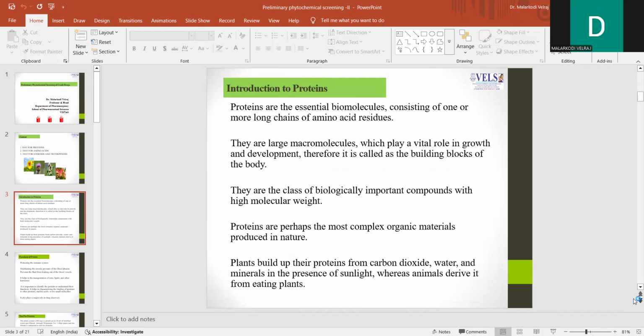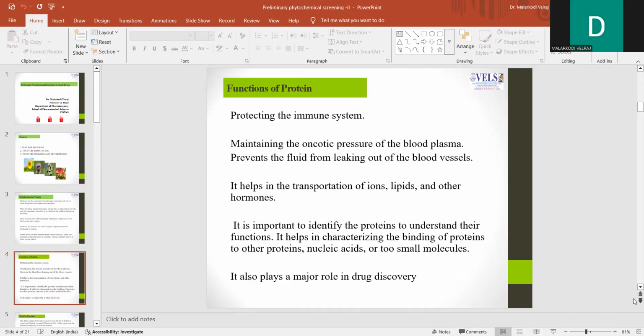Proteins are perhaps the most complex organic materials produced in nature. Plants build up their proteins from carbon dioxide, water, and minerals in the presence of sunlight, whereas animals derive them from eating plants. We will now look at the functions of proteins. They protect the immune system, maintain the oncotic pressure of blood plasma, prevent fluid from leaking out of blood vessels, and help in the transportation of ions, lipids, and hormones.